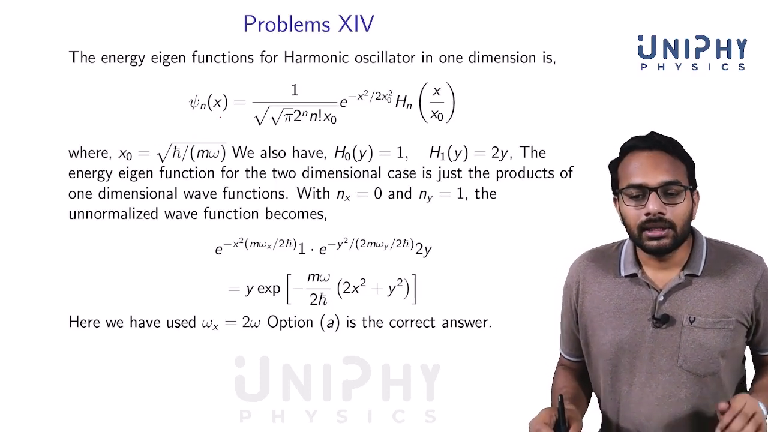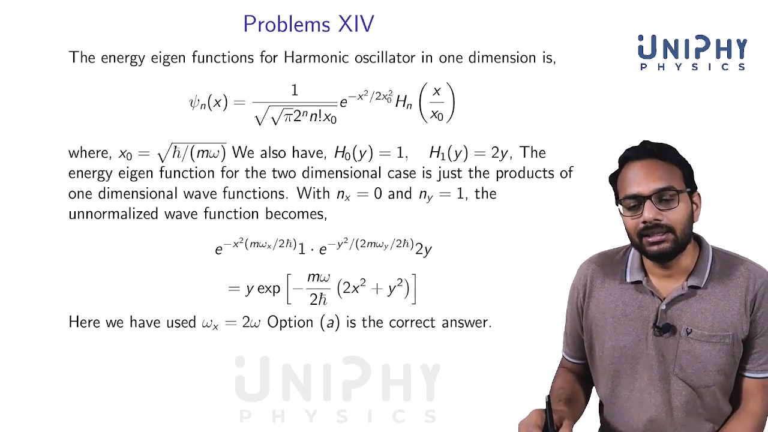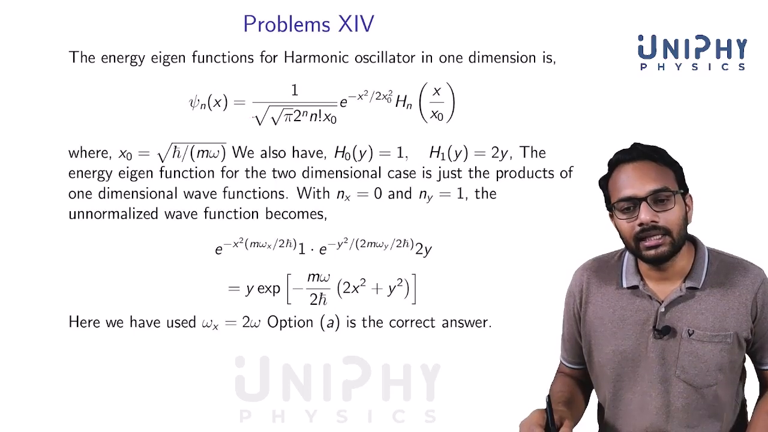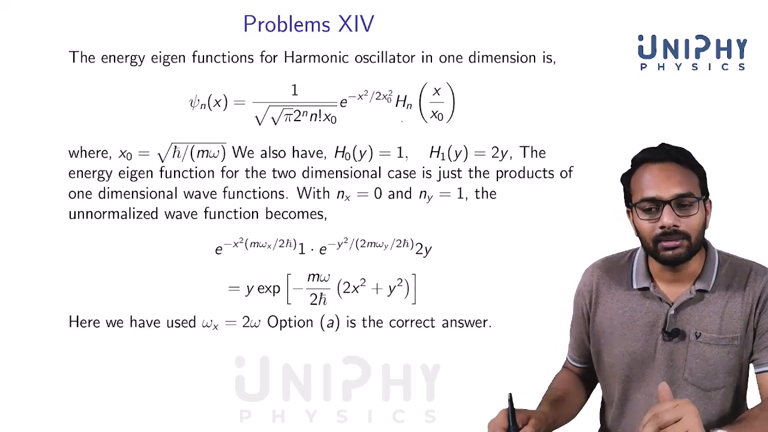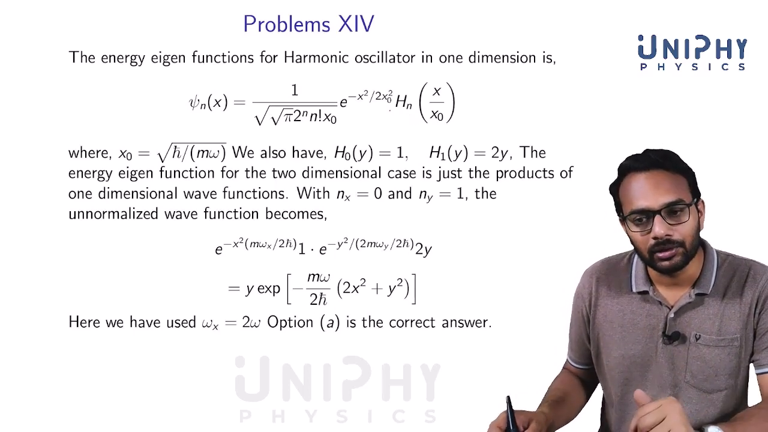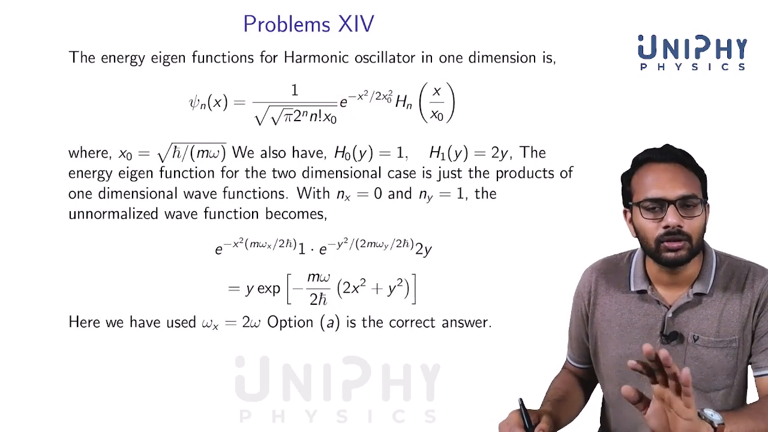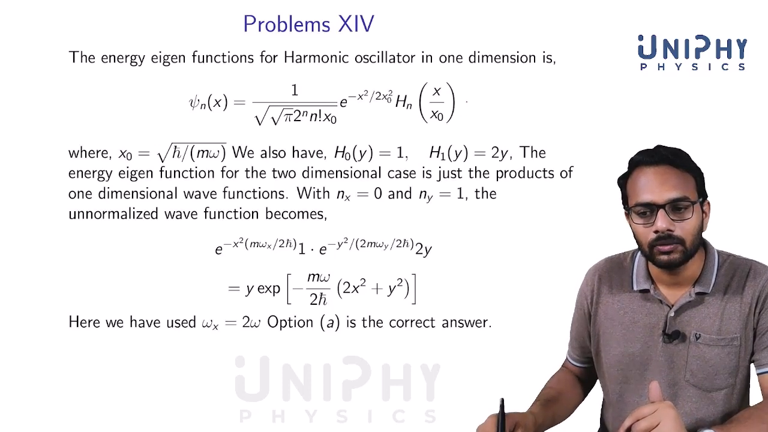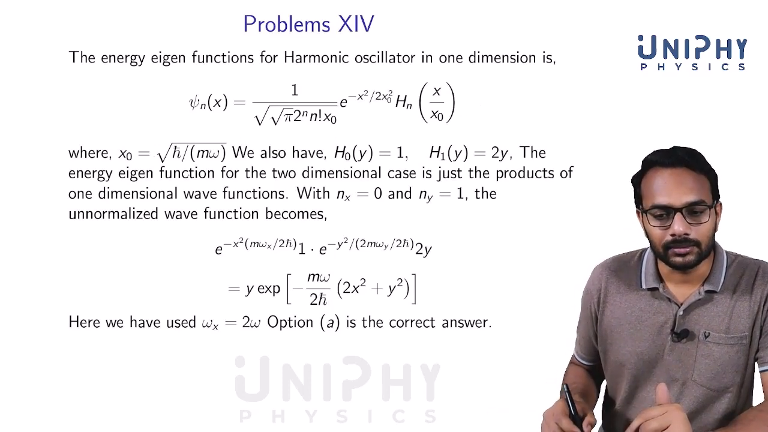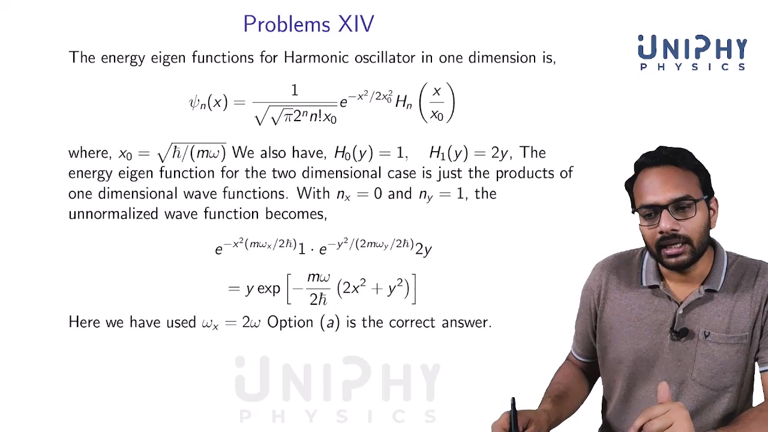Alright. So here what we have is the wave function is given. We have seen the energy eigenfunction for the harmonic oscillator in one dimension is given in terms of the Hermite polynomials, and there's this part here. We have seen this is the normalization constant, but we are not worried about the normalization constant now. Alright, and we also have H. So this is for one dimension.